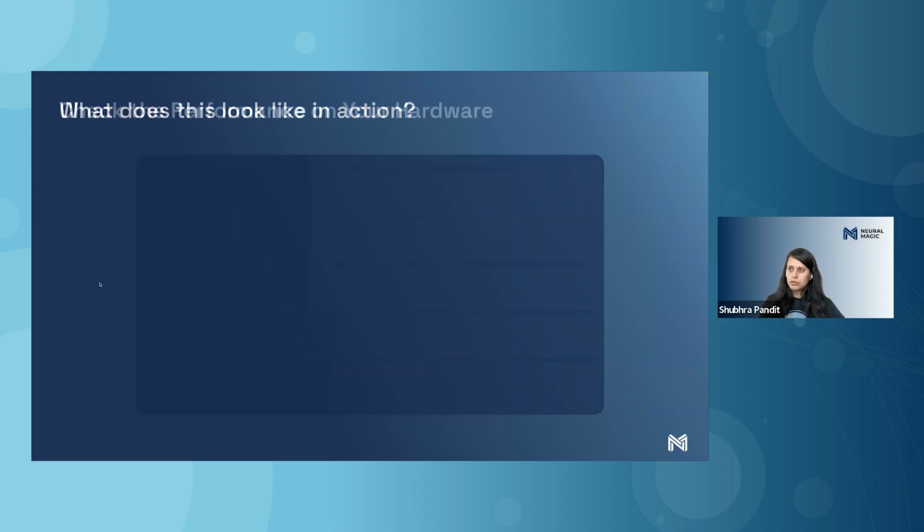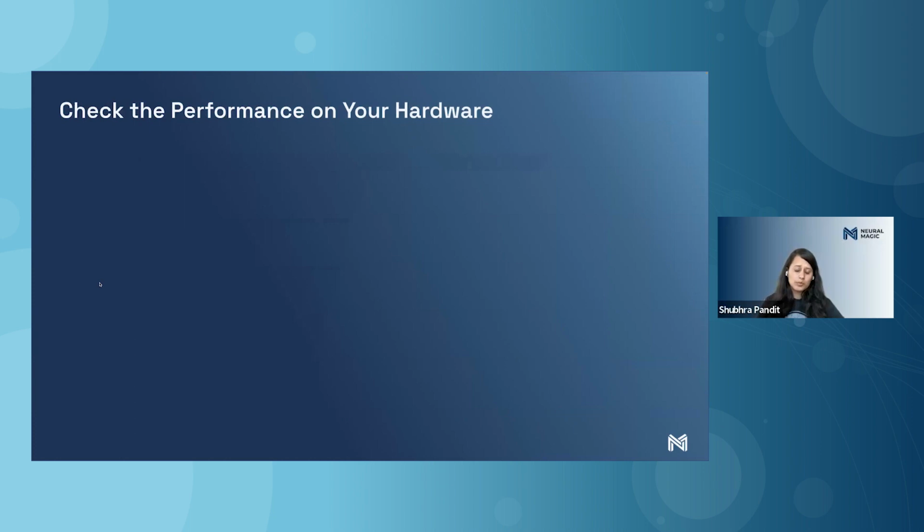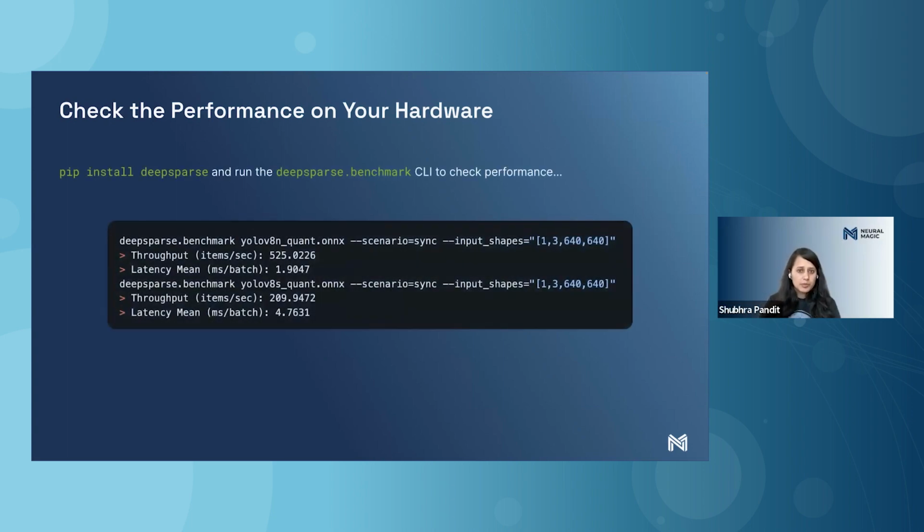Hope the results that we have shown you so far are compelling enough for you to want to give our optimized models and engine a try. Now we'd like to show you how easy it is to get started and run it yourself. First, if you want to check how any of our models will perform on your hardware, you can simply pip install DeepSparse and then run our benchmarking command, deepsparse.benchmark, to check the performance. This is an example of the output that you might see. Then you can make a decision about which optimized model might work best for your setup.